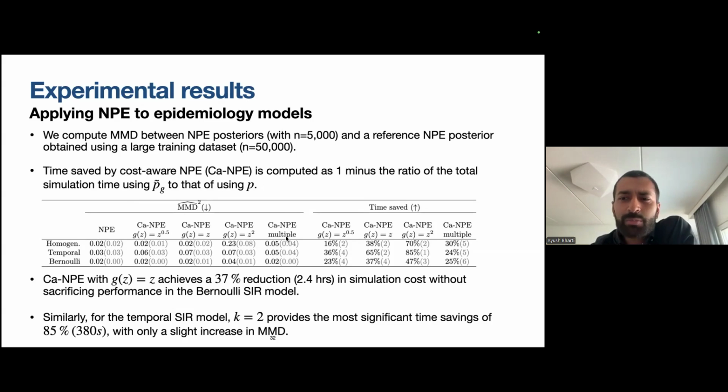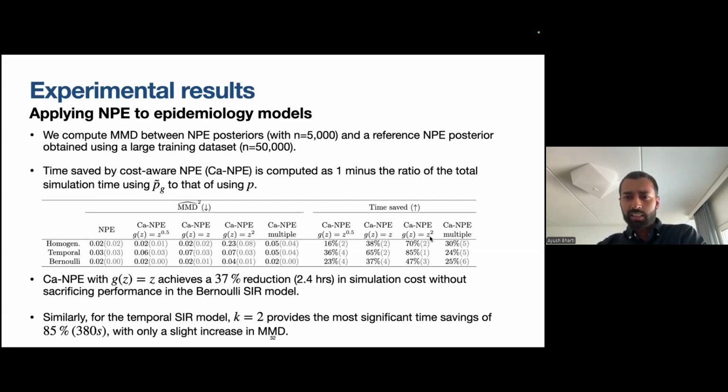And maybe let's just focus on the multiple cost-aware multiple importance distribution. You can see that we consistently get something like 25 to 30% reduction in cost, whereas the performance is quite similar.